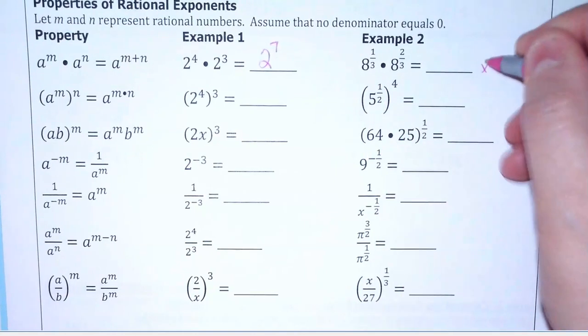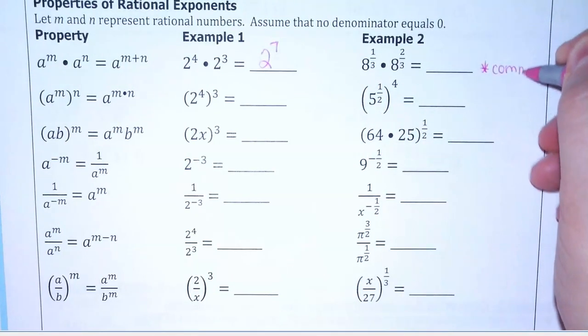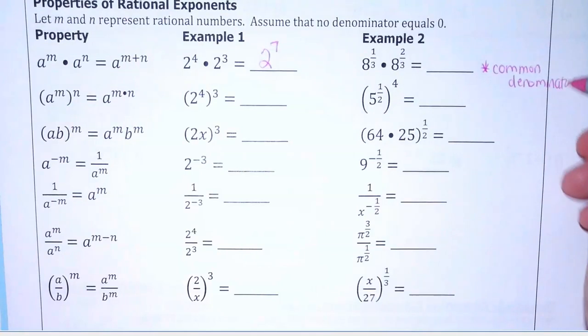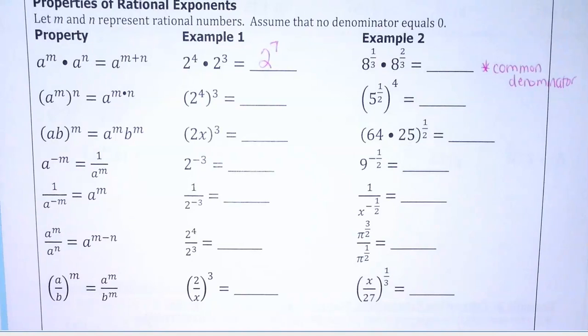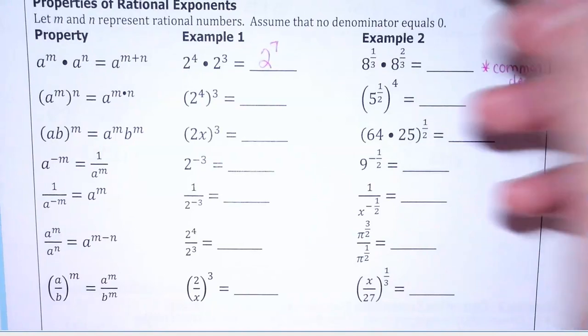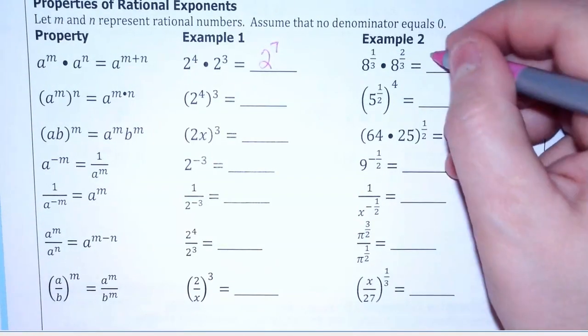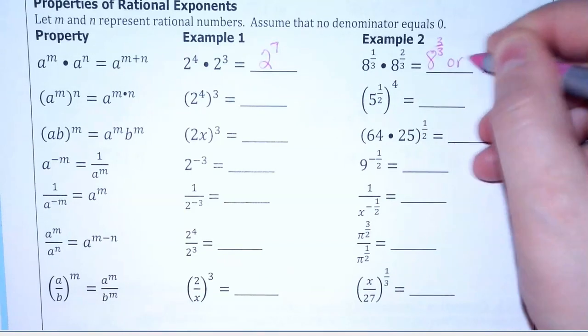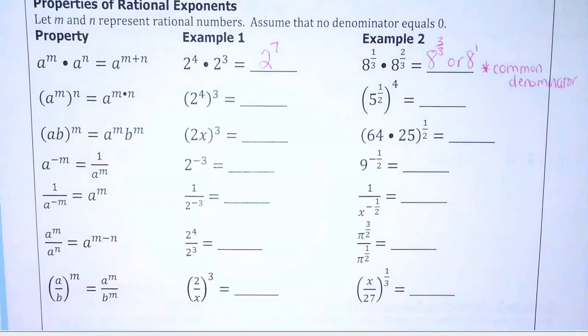This one, if you are adding or subtracting, you do need a common denominator. Now, I do have that in the case of my example there. So I would add 1/3 and 2/3. This would be 8 to the 3/3 power, or that would just be 8 to the 1st, or just 8. So same rules apply, but if you are working with rational exponents, you do have to have a common denominator.